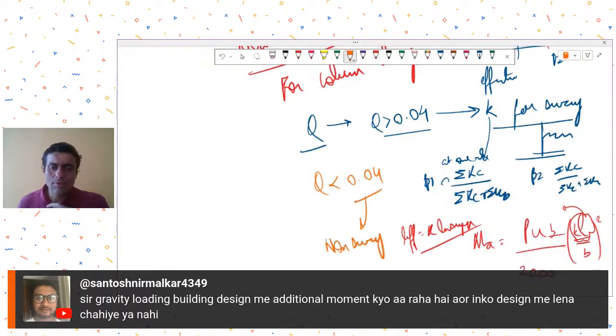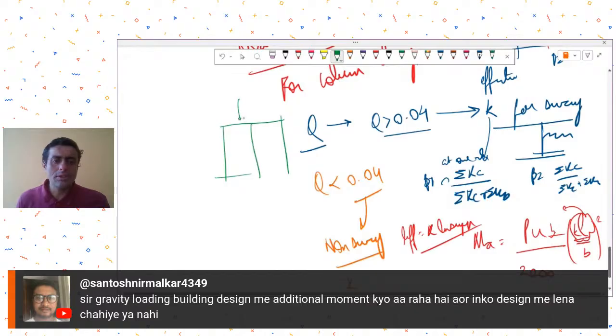For non-sway frames, you need to find the K as per the figure given for non-sway frames, and that K you then use for calculating Ma. Now the question is, if I am designing a building only for gravity loads, technically there is no possibility of sway. If there is no possibility of sway, then why is ETABS still calculating very high additional moments?